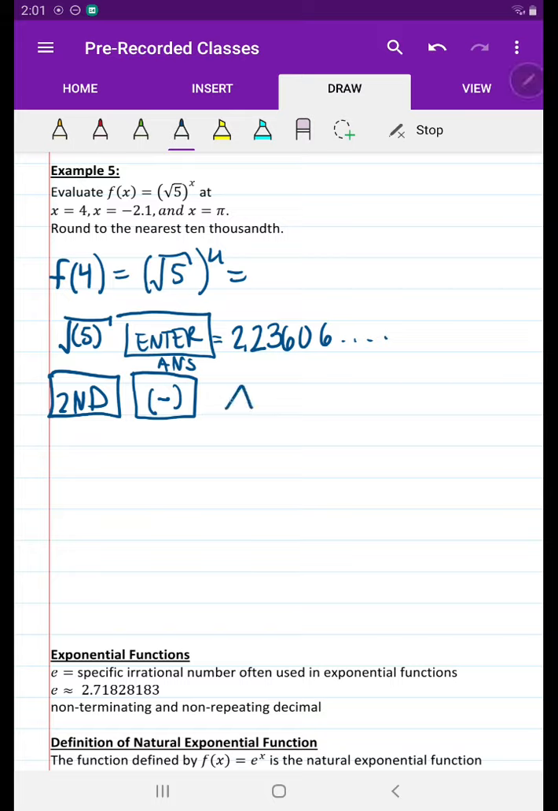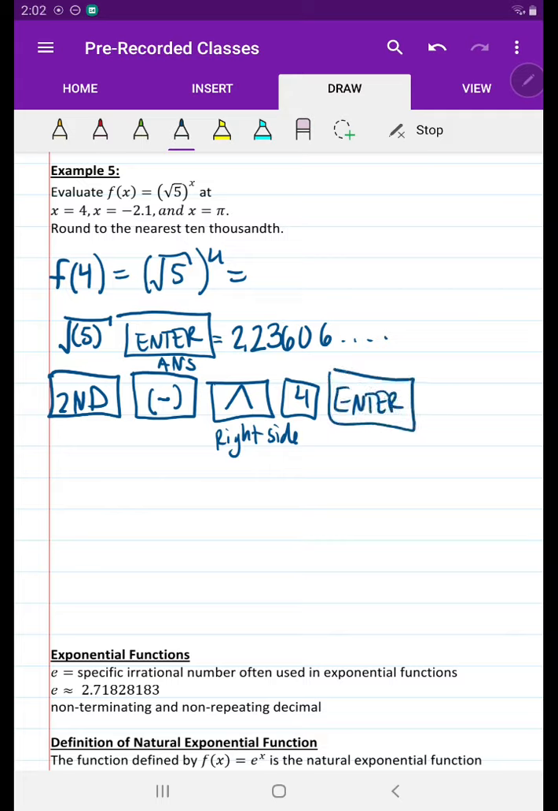And then there's a button on the right side of the calculator. It's the caret that you use for exponentials, right? So this is on the right side. So you can use that caret to throw in any exponent. And so we want to raise all of this to the power of 4, right? So then I do 4, and then I hit enter, and my answer is 25, right? So that one was pretty nice and easy.